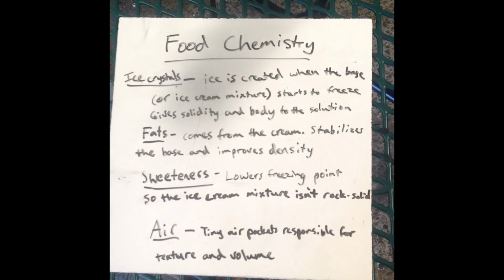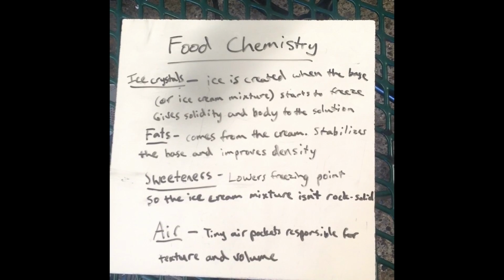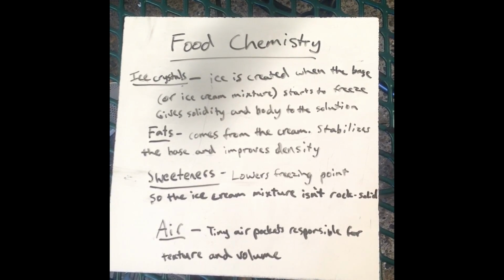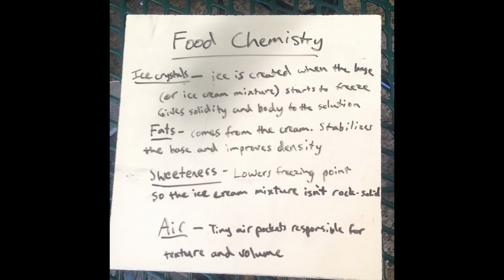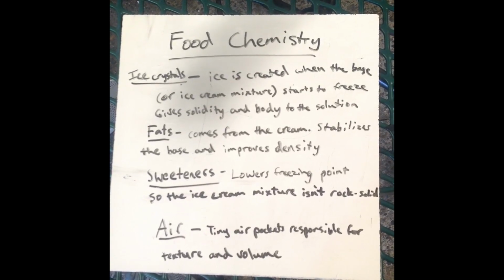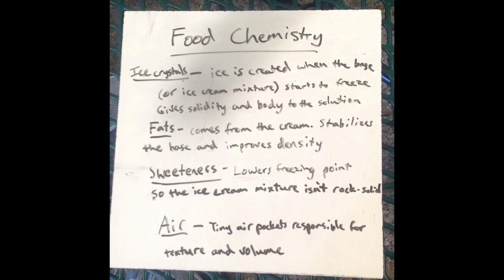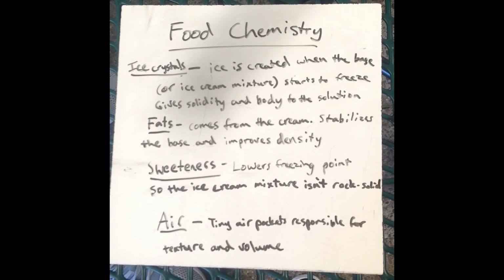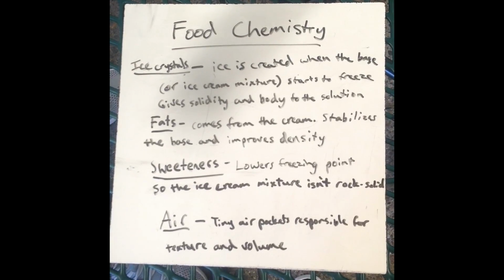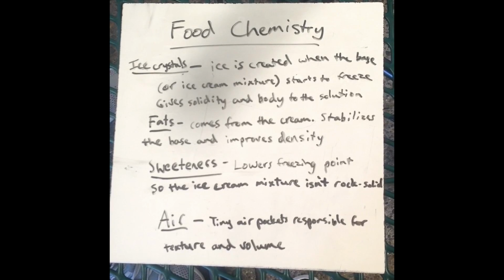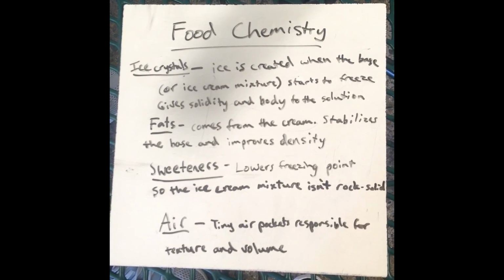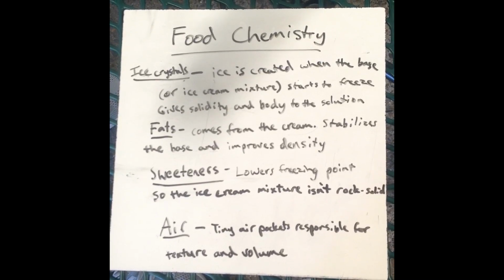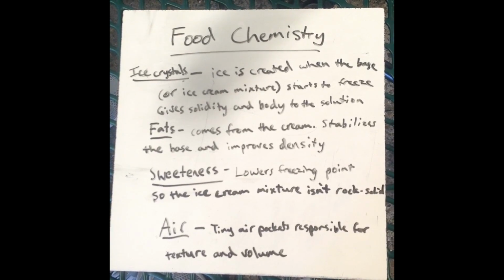Okay, so next we're going to talk about food chemistry. The first point we're going to touch on is ice crystals. These are the ice crystals that are in the ice cream mixture, not the ice that's in the gallon bag. There are ice crystals created when the base, or the ice cream mixture, starts to freeze, and these ice crystals give the mixture solidity and body. Next we're going to talk about fats. The fats obviously come from the whipping cream that we use, and the fats stabilize the base and improve the density overall of the ice cream.